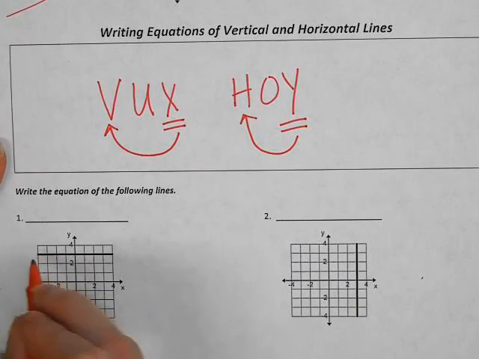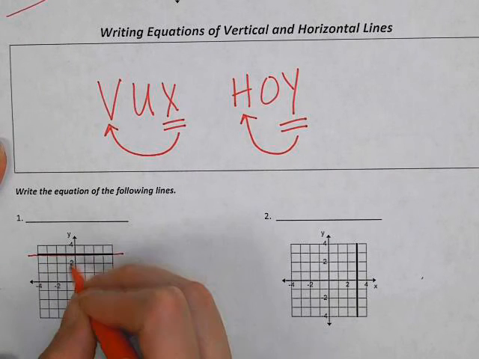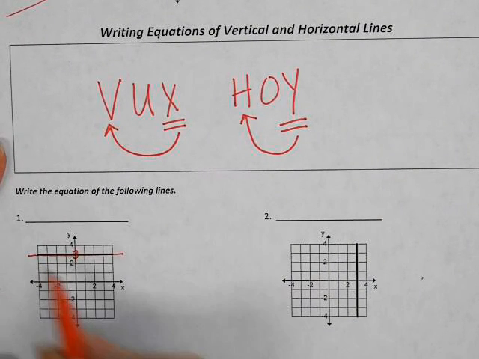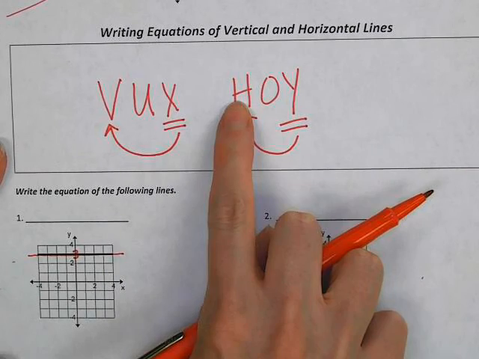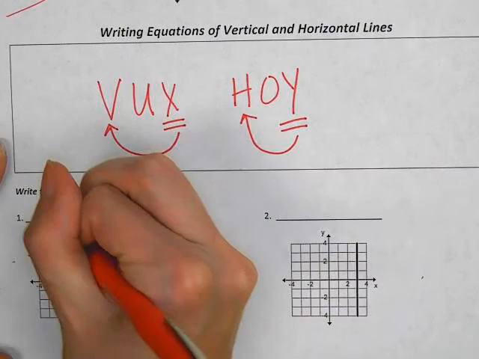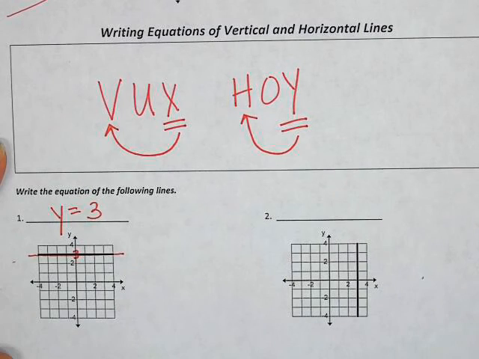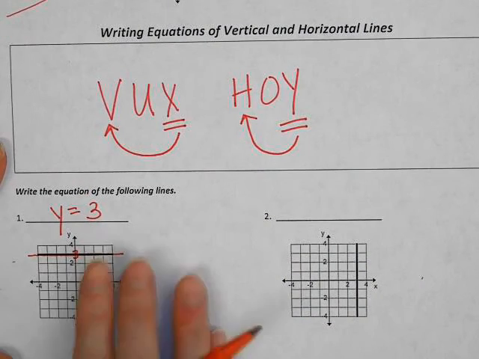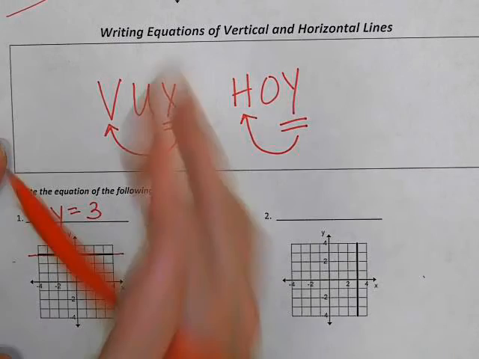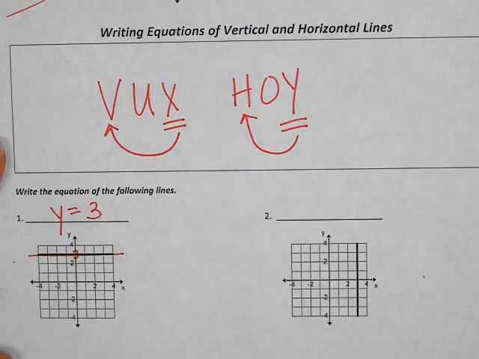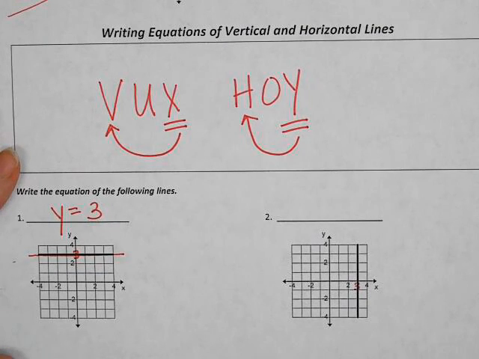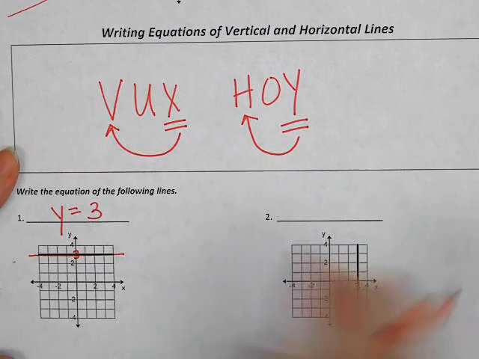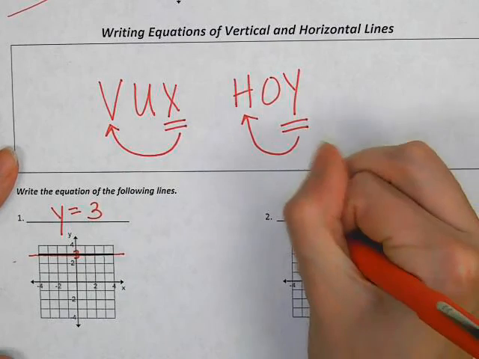Okay, so number 1, we have a horizontal line and it's going through y equals 3, right? It's always consistently through 3. So if it's horizontal, we're going to write y equals 3. That's the equation of the line. There's no mx plus b in these because they're special lines. Now number 2, this line is going through the x value of 3. So if it's a vertical line through 3, the equation is going to be x equals 3.